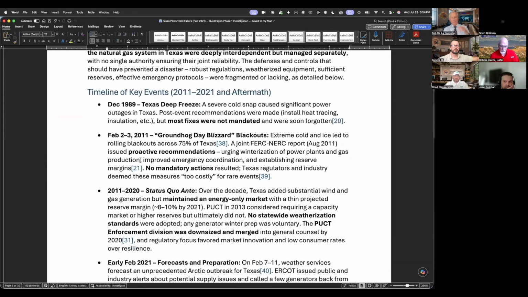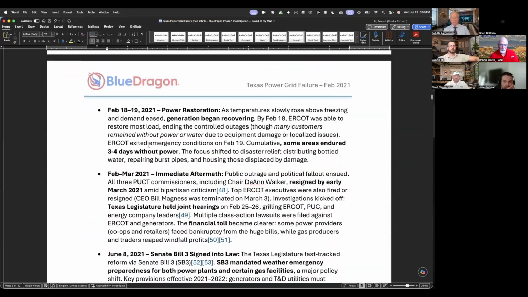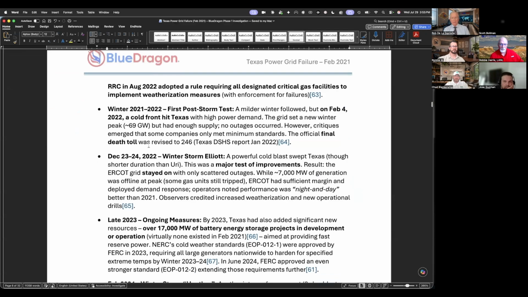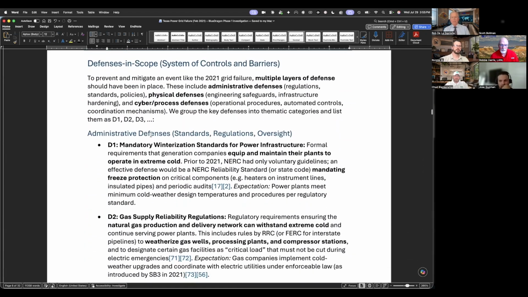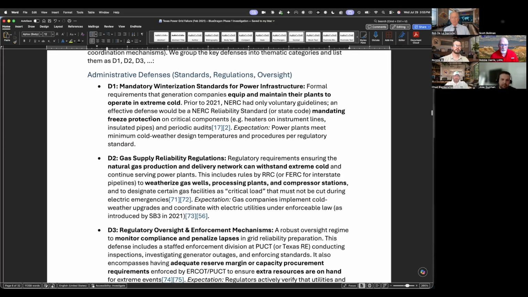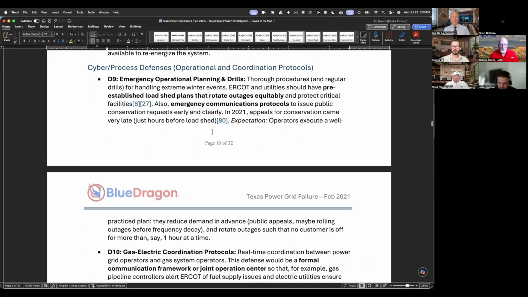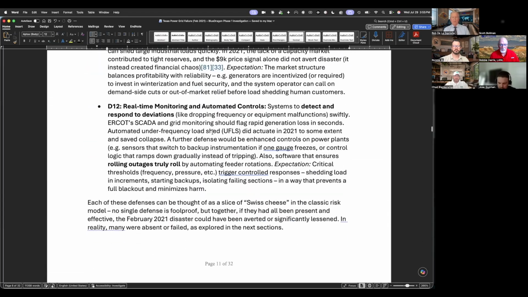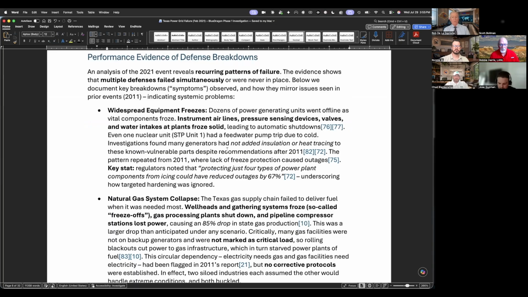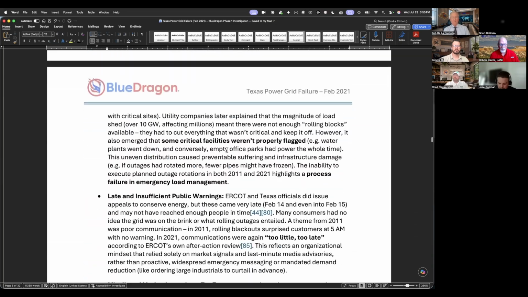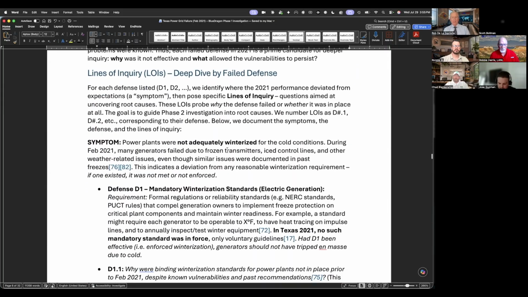And okay, once we got that, we also got timelines of all the things that happened, and this was very complex. There's a lot that took place and nearly wiped out about 65% of the grid. And then we got into the defenses, and after the defenses, cyber defenses, and the performance that we noticed where there were performance breakdowns. So it segregated that. And that brings us to the lines of inquiry.